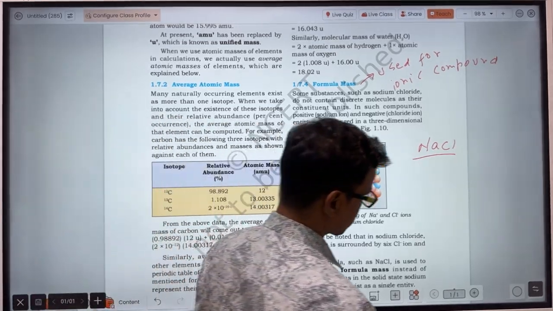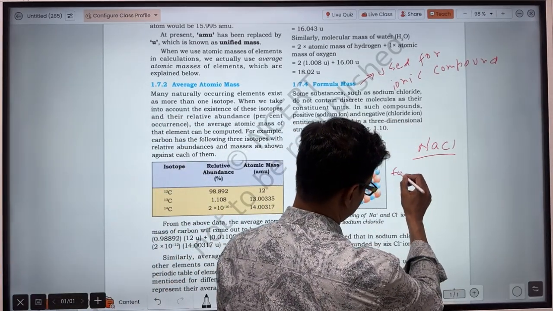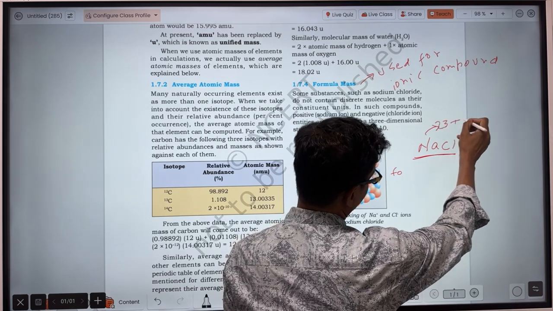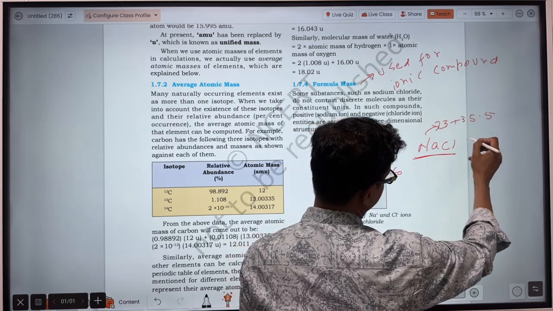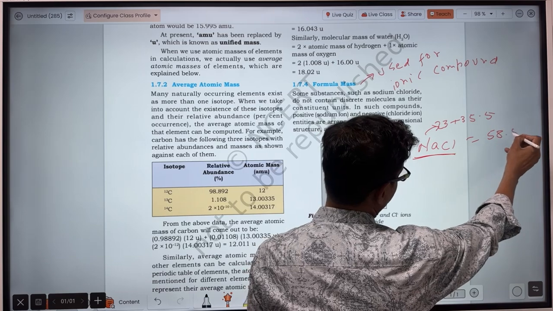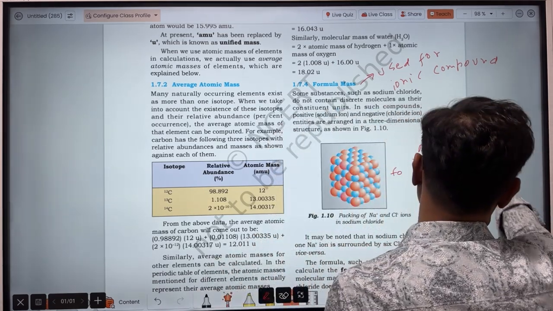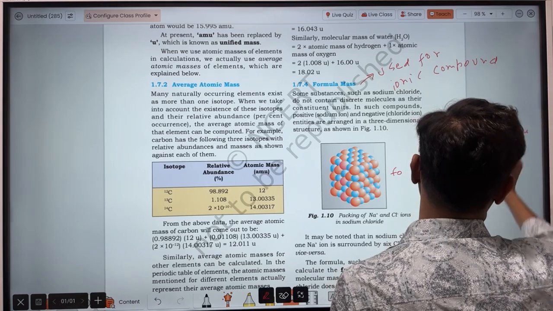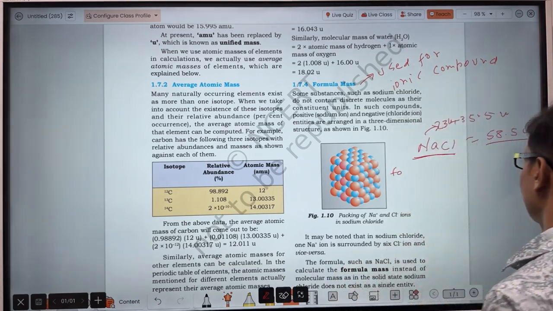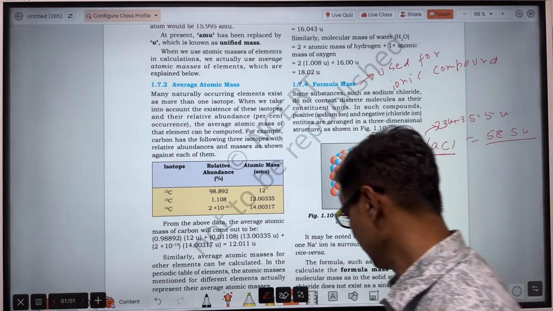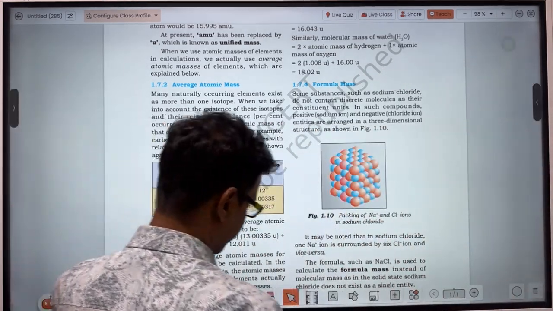So the formula mass of NaCl will be how much? Sodium is 23 and chlorine is 35.5. So the formula mass of NaCl is 23 U plus 35.5 U, that means 58.5 U. Okay, this is a very simple concept.